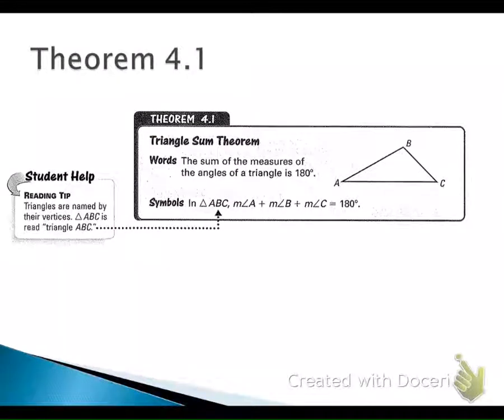Alright, our first theorem is the triangle sum theorem. The sum of the measures of the angles of a triangle is 180 degrees. So on any triangle you have, if you add up all three interior angles, you'll get 180 every single time. So measure of angle A plus measure of angle B plus measure of angle C equals 180 degrees. Make sure you get this in your notes.